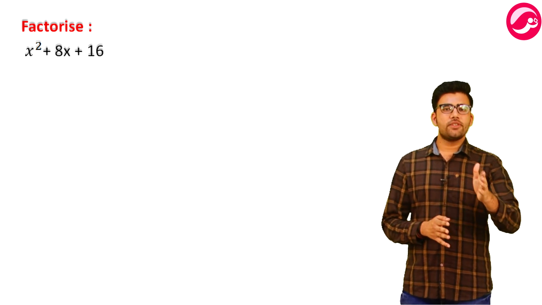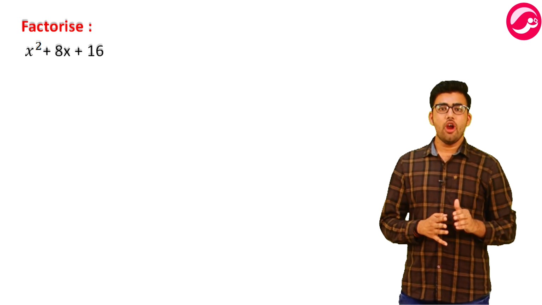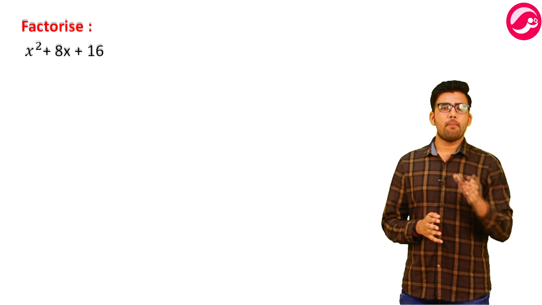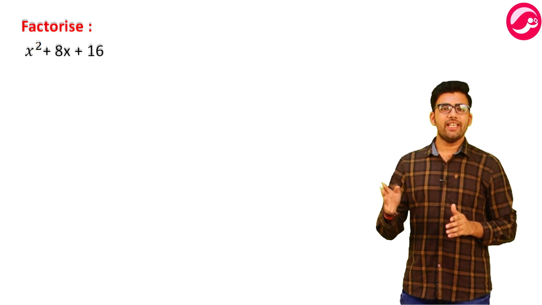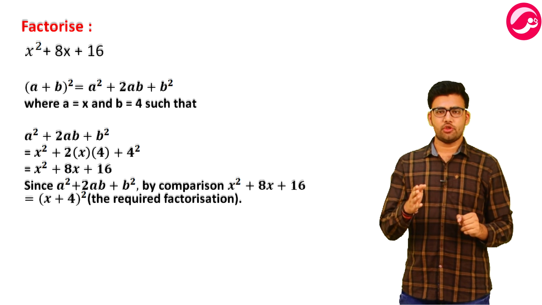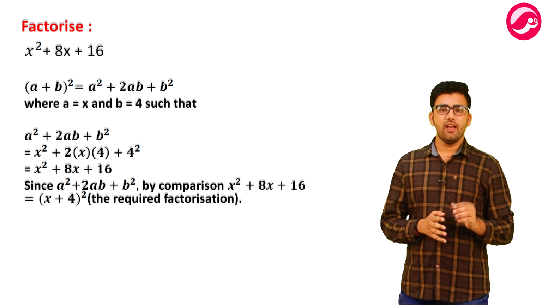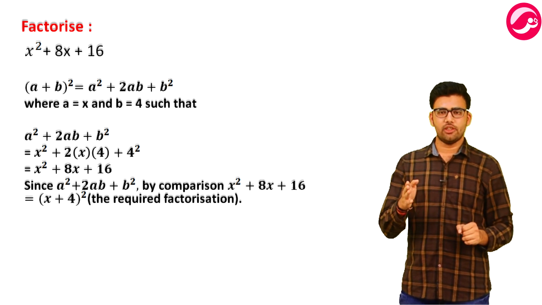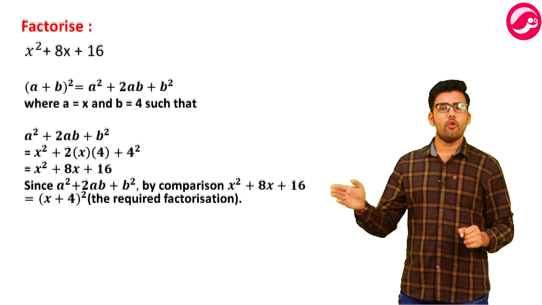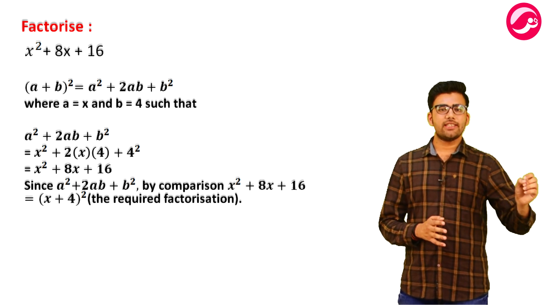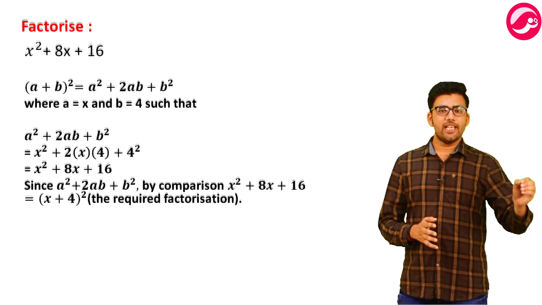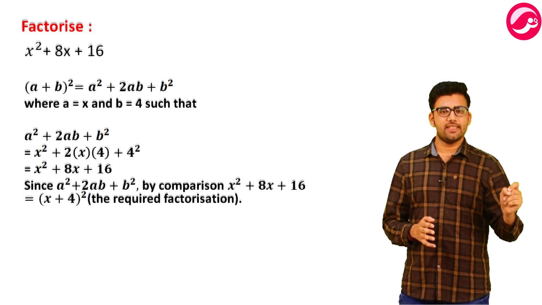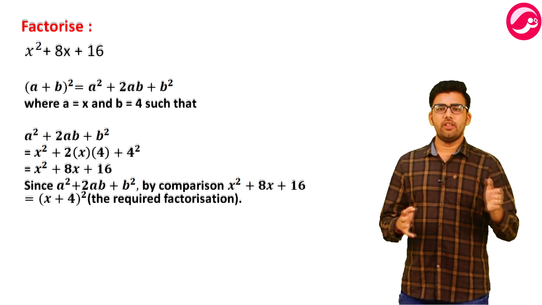The solution will be, observe the expression, it has three terms, therefore it does not fit into the third identity. Also its first and third terms are perfect squares with a positive sign before the middle term. So it is of the form (a plus b) whole square is equal to a square plus 2ab plus b square, where a is equal to x and b is equal to 4, such that a square plus 2ab plus b square is equal to x square plus 2 into x into 4 plus 4 square. That will be x square plus 8x plus 16. Since a square plus 2ab plus b square, by comparison we will get x square plus 8x plus 16 is equal to (x plus 4) whole square. That will be the required factorization.